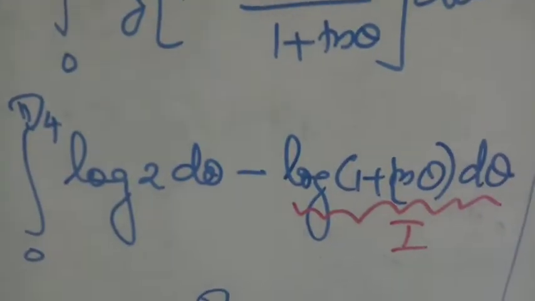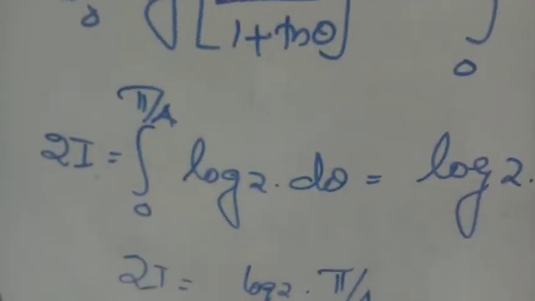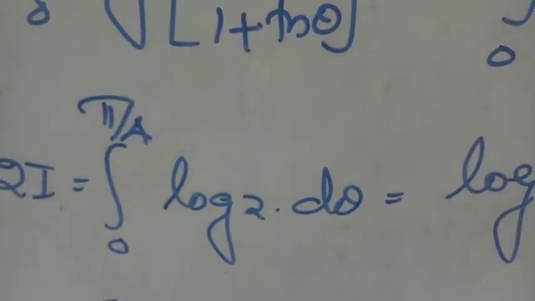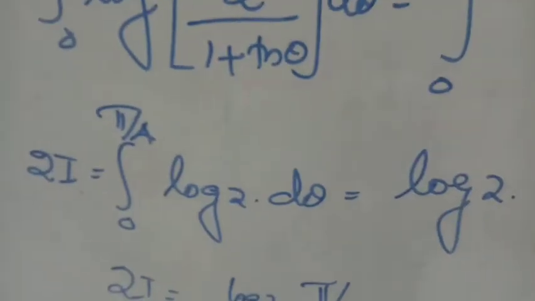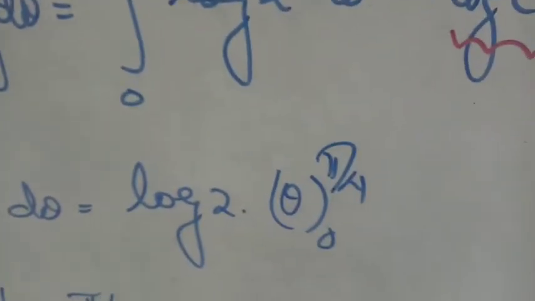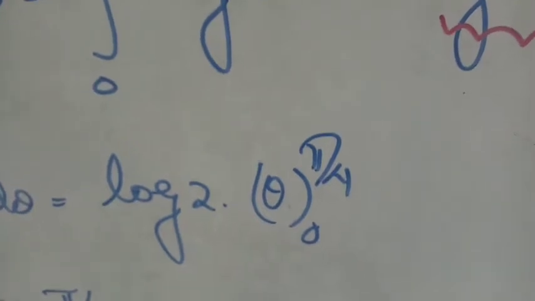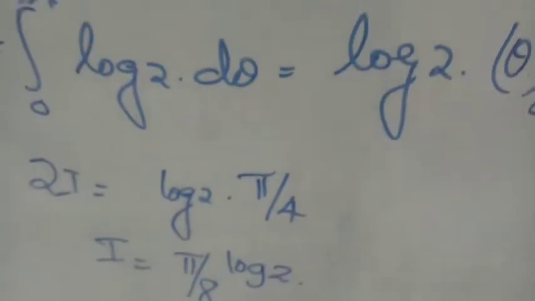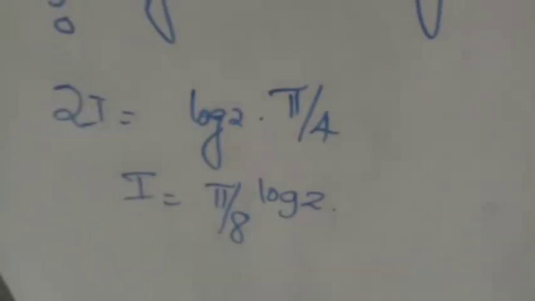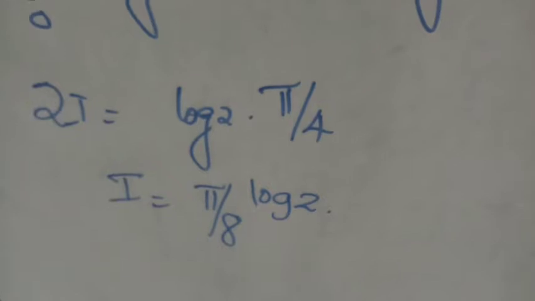That is, you shift that I to the left side. Now the left hand side will be 2I. 2I is equal to integral 0 to pi by 4 log 2 d theta. Log 2 is constant. Integrating 1 you will get theta. Since the integrand is d theta, write theta. Put upper and lower limit. You will get 2I is equal to log 2 into pi by 4. So the final answer of this one is log 2 into pi by 8. I is equal to log 2 into pi by 8.